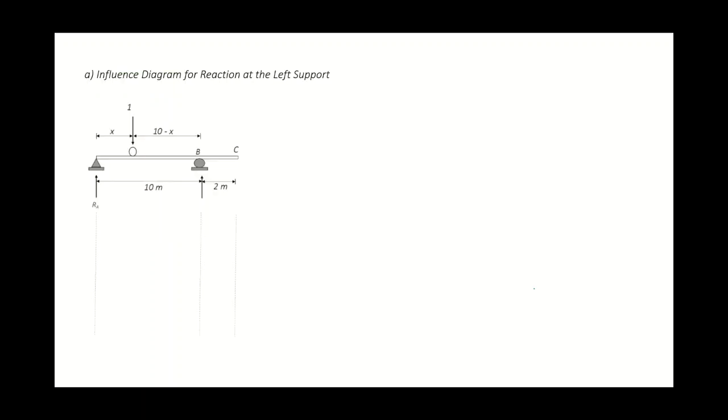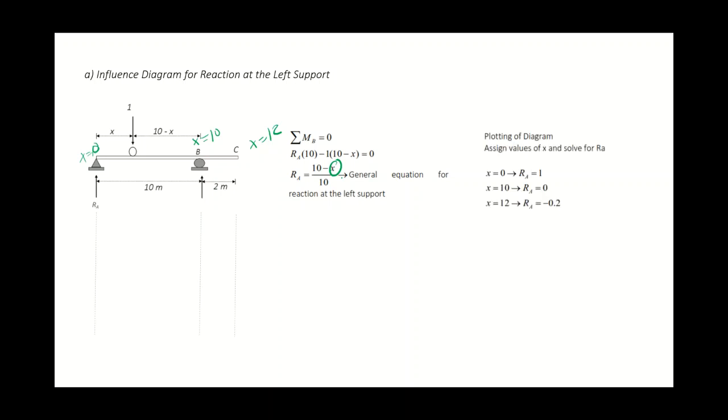Okay. So, first, reaction at the left support, or your RA. First step, in terms of X, since it is a moving load, compute for the value of RA by doing summation of moment at B. Again, I will no longer explain how to compute for the reaction. Here it is, we already got it. And then we have 3 values for X. X is equal to 0, X is equal to 10, and X is equal to 12. Substitute it here, we get the values and then plot.